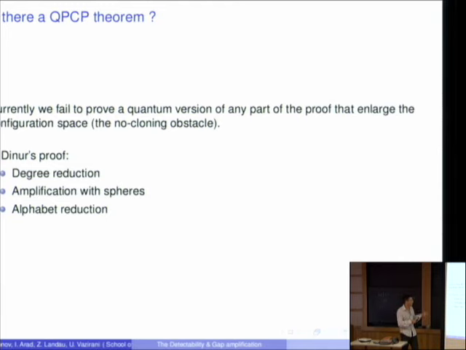And we also don't know how to do alphabet reduction. But I suspect that, if there is a quantum PCP, I don't know if this is true, but if someone would find a solution to any one of these problems, probably this one seems like the easiest one, then it will be the trick for how to do everything here. So this no-cloning thing, this way to enlarge the system and still maintain locality is the main problem here.